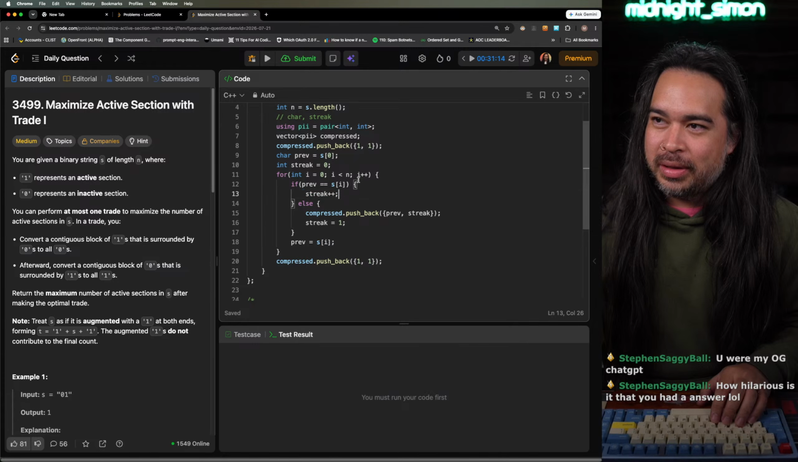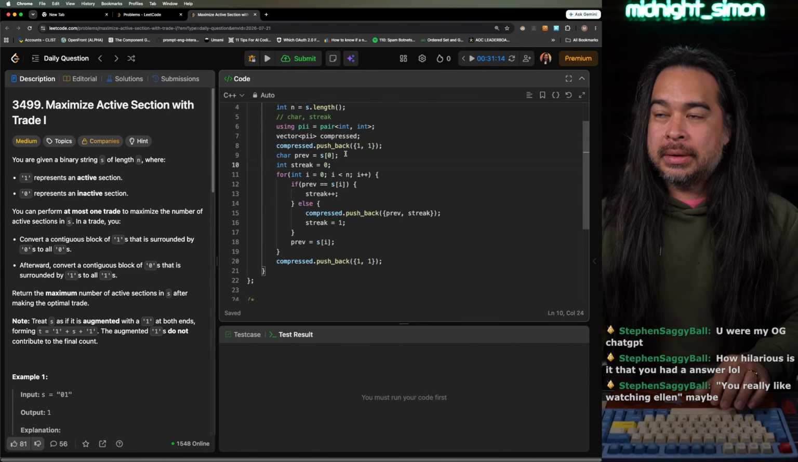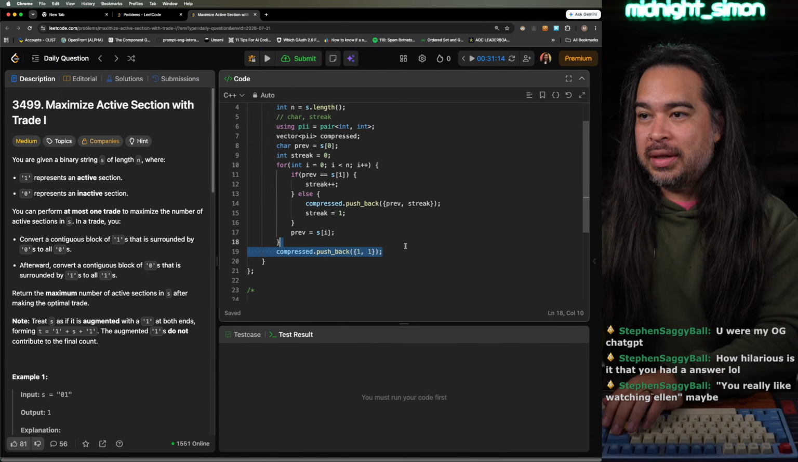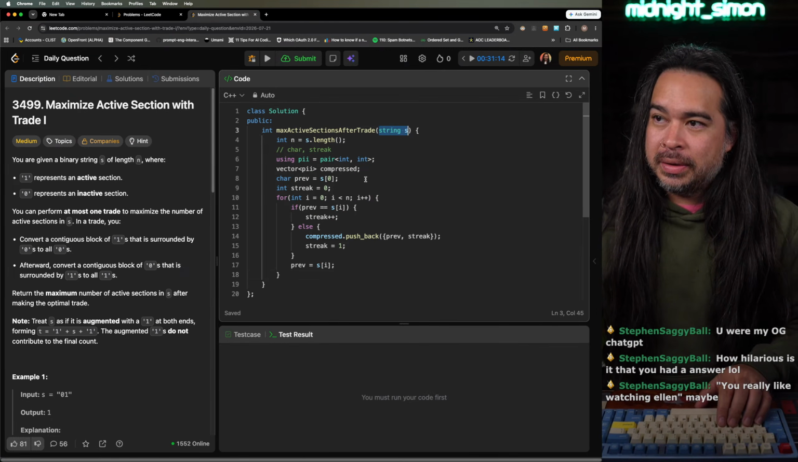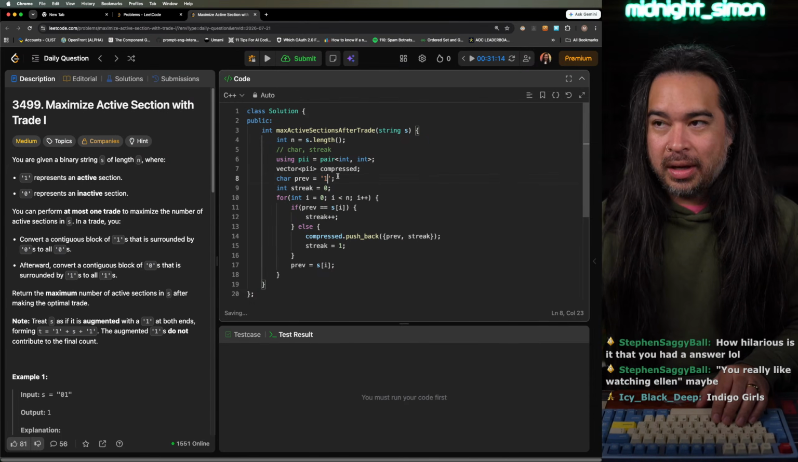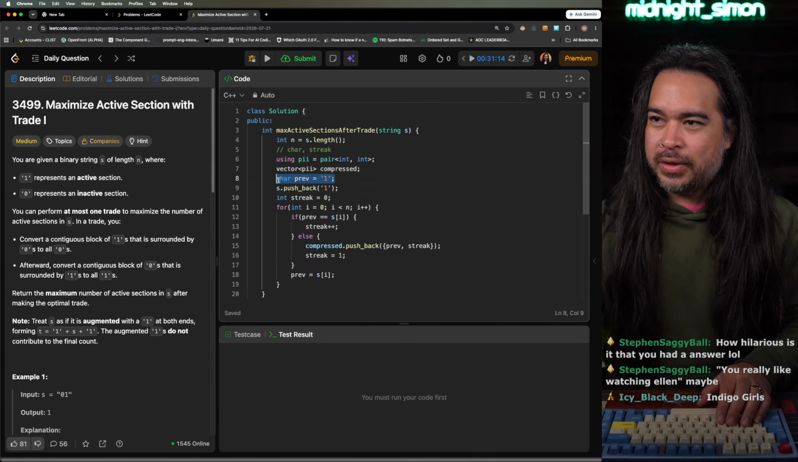So let me think about how it's gonna work. I think I should not push this stuff back. I think instead I should pretend, dang. Push back a 1 and then pretend the previous was a 1. And then say my streak is 1.